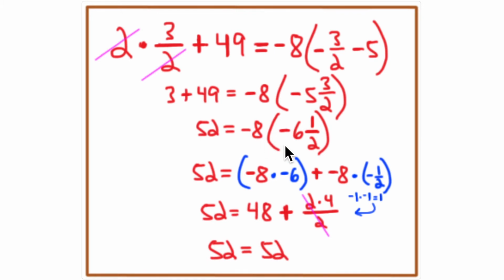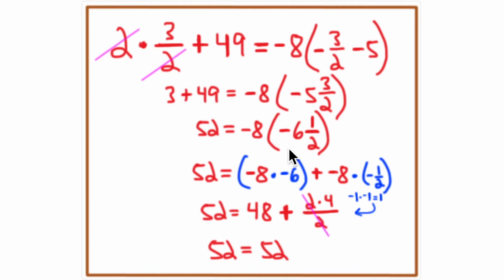Now, a little bit tricky here. There are a couple ways to do this. One is you can change this to an improper fraction. You get a negative 13/2. 8 times 13 is actually 104. Half of 104 is 52.